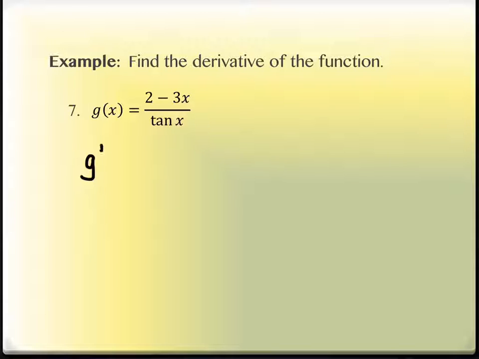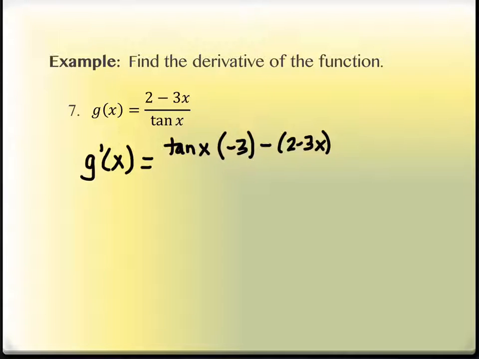The quotient rule says, what do I do first? I write the denominator down. That's tangent of x. And then I need the derivative of the numerator. So what's the derivative of 2 minus 3x? Negative 3. Make sure you got the negative. Yes, ma'am. And then we have minus. And now I need the numerator, 2 minus 3x, times the derivative of the denominator. So what is the derivative of tangent? Secant squared.